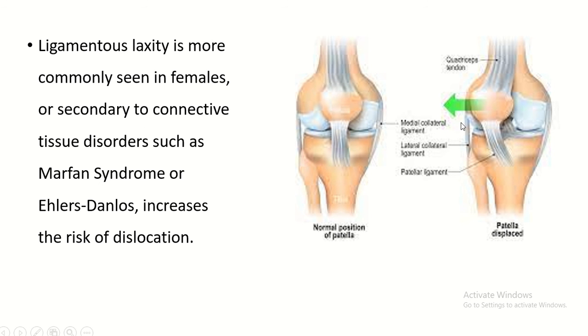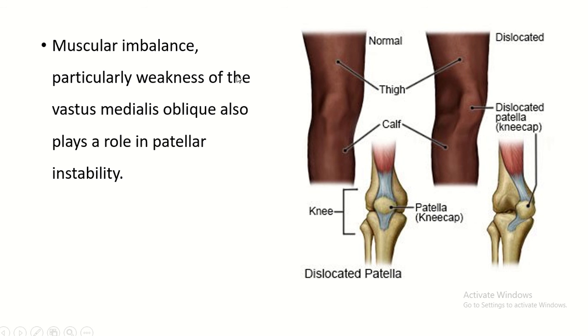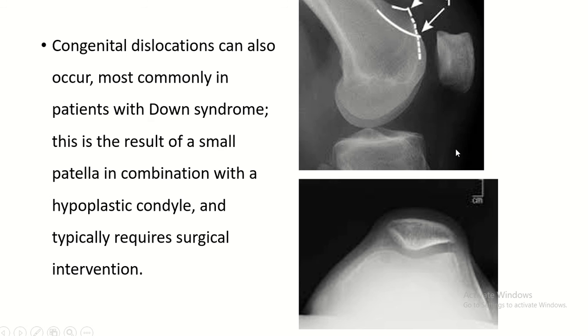Ligamentous laxity is more commonly seen in females and is secondary to connective tissue disorders such as Marfan syndrome and other congenital anomalies which cause lax ligaments, and it causes patellar dislocation. Muscular imbalance, particularly weakness of the vastus medialis obliquus, also plays a role in patellar instability. Congenital dislocation can also occur, most commonly in patients with Down syndrome, resulting from a small patella in combination with hypoplastic condyles, and typically requires surgical intervention.